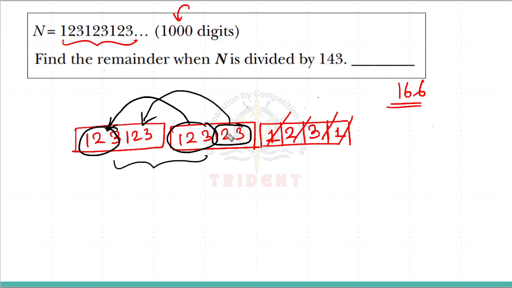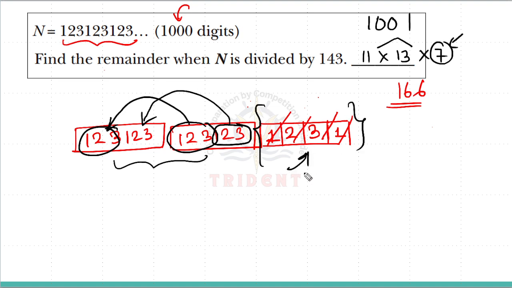Now if they are divisible by 11, and because I have very specifically chosen 1001, they will be divisible by 13 as well. 11 into 13 into 7. 7 is something which is of no concern to us in this question, but it will also be divisible by 7. So if you have understood, the only thing that will pose us some problem is this one, and this 1 2 3 1 will give us the remainder.